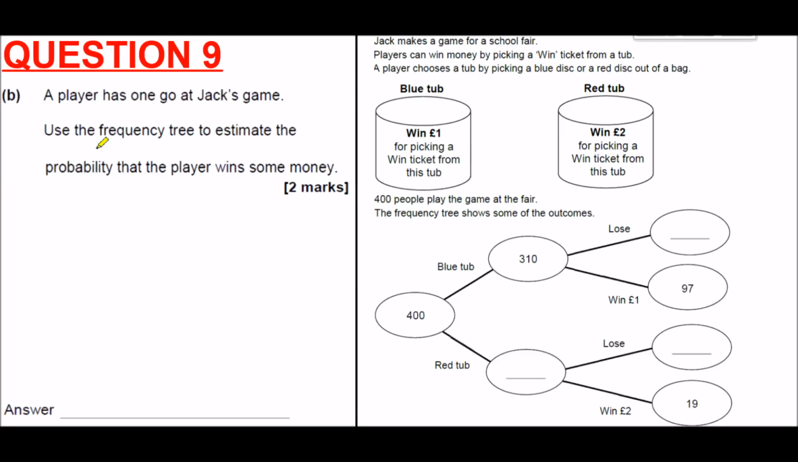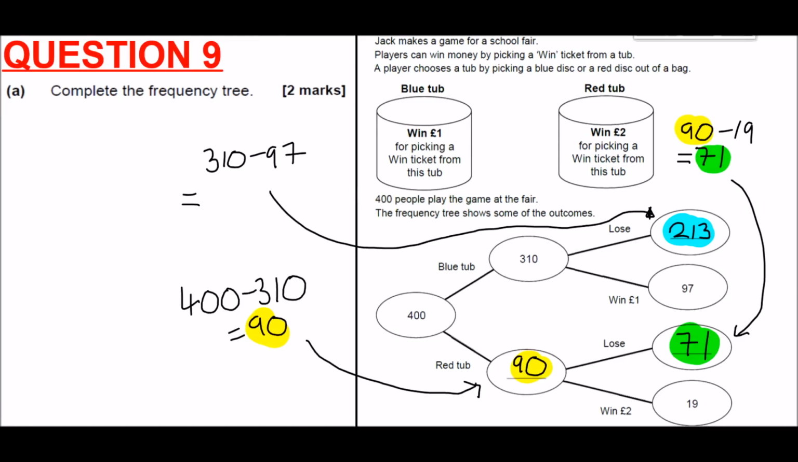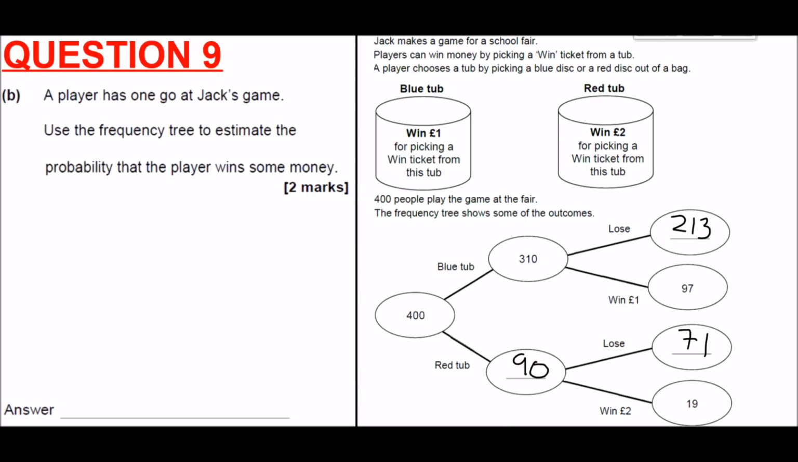Part B, a player has 1 go at Jack's game, and we need to use a frequency tree to estimate the probability that the player wins some money. So what I'm going to do from part A is just fill in the values we had from before. So that was 90, that was 71, this one was 213. I'm not giving away any new information, I'm just basically copying in what we got previously from part A, like I've shown you here. So we'll get on the case in a second.